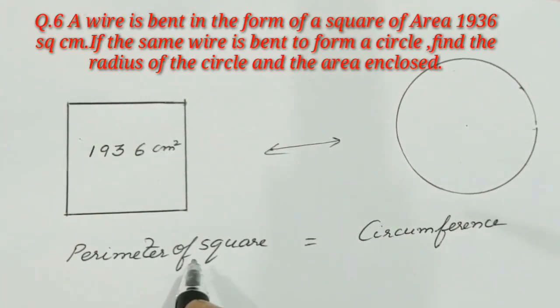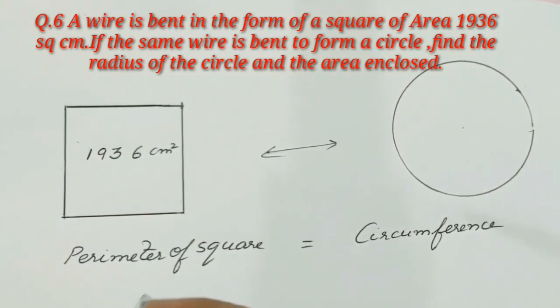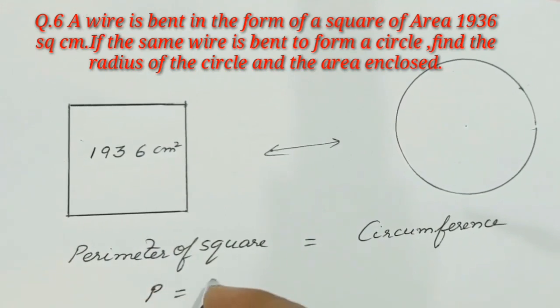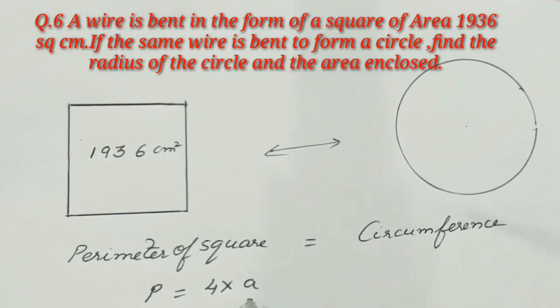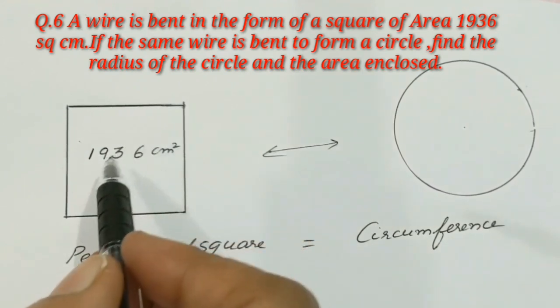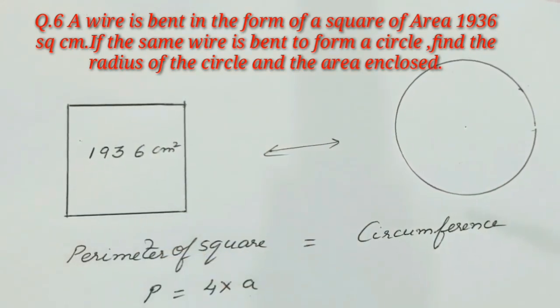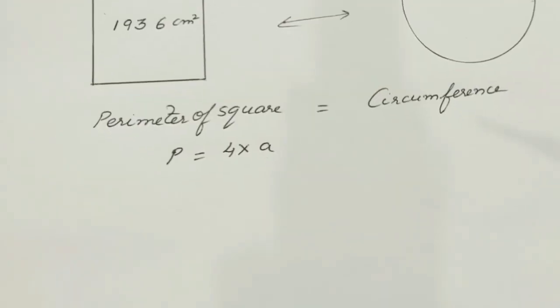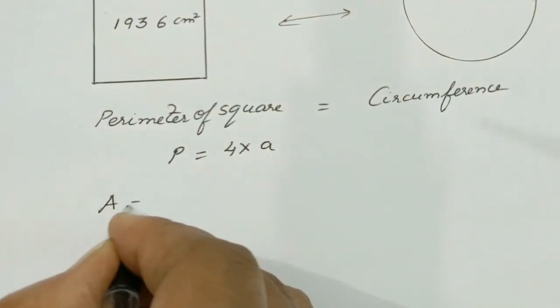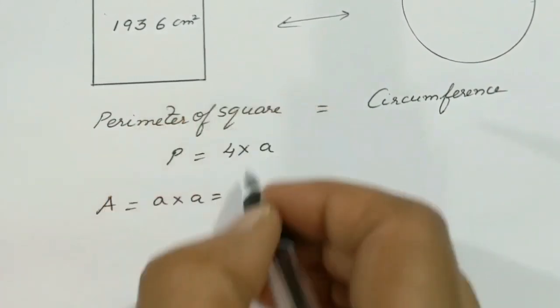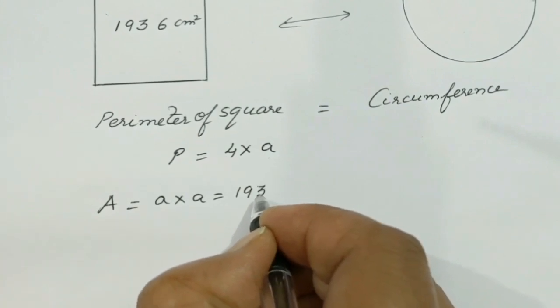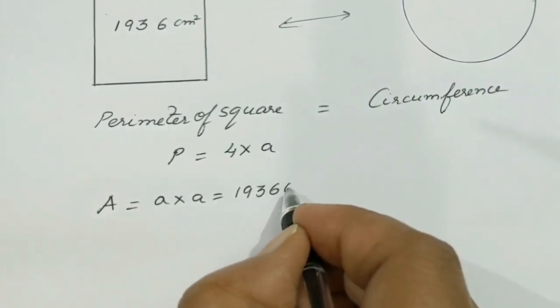But to find the perimeter, what is the formula of the perimeter of a square? Perimeter of square is 4 into A, where A means one side. So the first step is to find one side of the square with the help of the given area. Area of square equals A into A. So let's take this area and try to find all its prime factors.